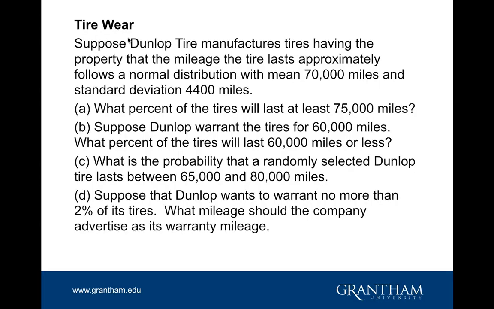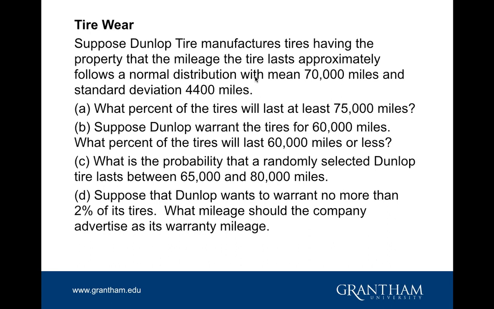The data follows a normal distribution with a mean of 70,000 miles and a standard deviation of 4,400 miles. Now, what does this mean? It means that if we draw a histogram of this data set, the data is going to look like a normal curve. We've talked about what the bell curve looks like, with the tails and the peak in the middle. But notice that they did not say the data is standardized. It's not a standard normal curve.